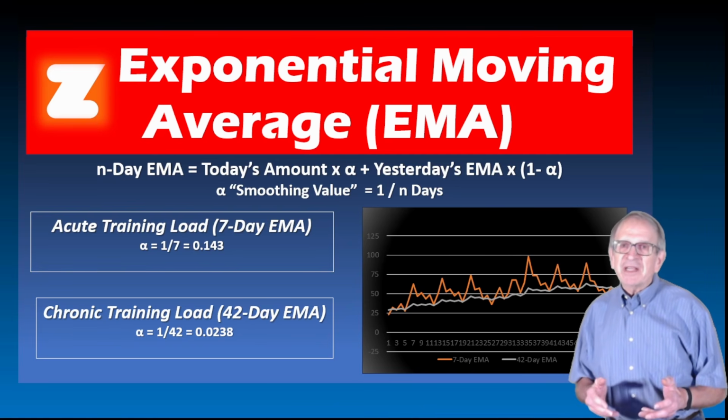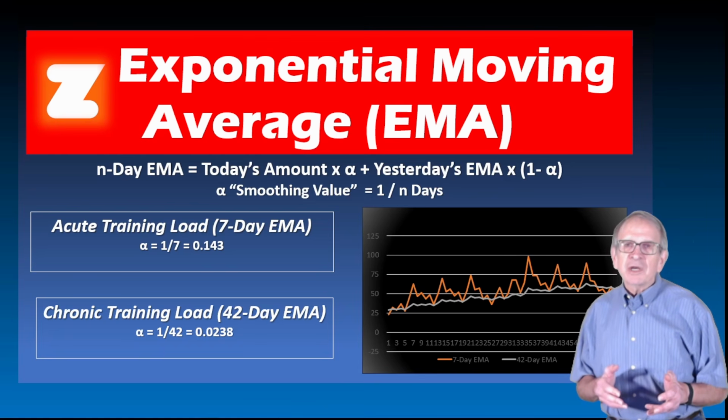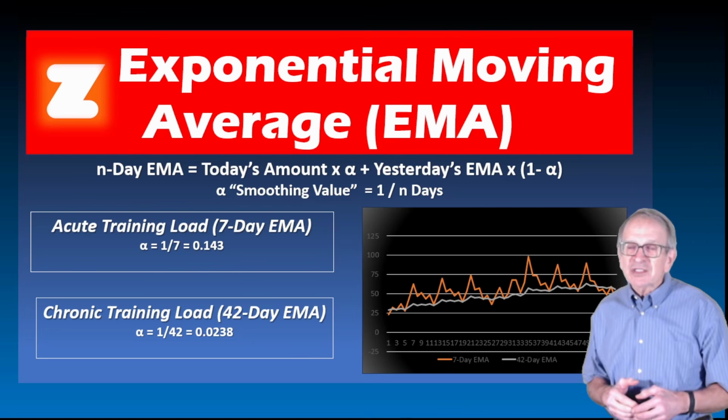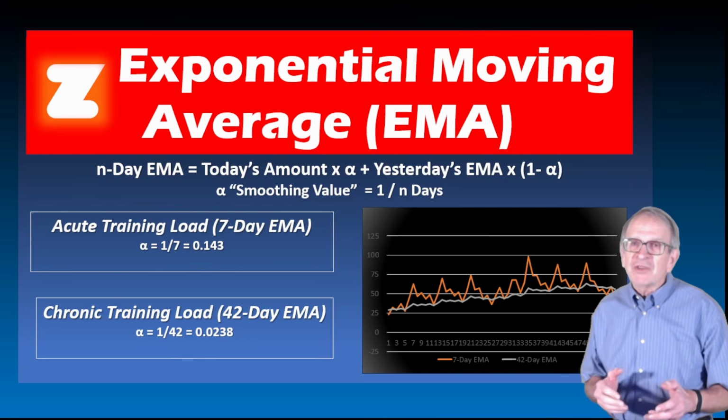Okay, I've tried to explain exponential moving average, showing you the equation that's used, trying to explain the smoothing factors, showing you a couple of examples of how EMA is calculated, and comparing the acute training load EMA smoothing factor of 1 over 7 with the chronic training load EMA with the smoothing factor of 1 over 42. So I hope my explanation of exponential moving average has been clear enough to give you an understanding of how it's calculated and maybe give you a better appreciation of Zwift's training score and Zwift's status metrics.